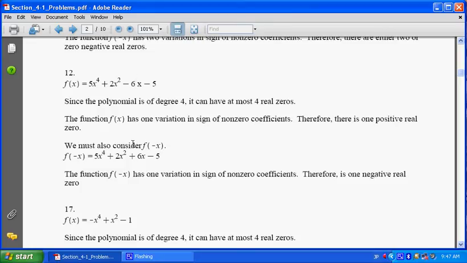Next, we consider the function f of negative x. Again, we put negative x in for all of the x's that are up here, and that converts the function to this. The function f of negative x equals this.